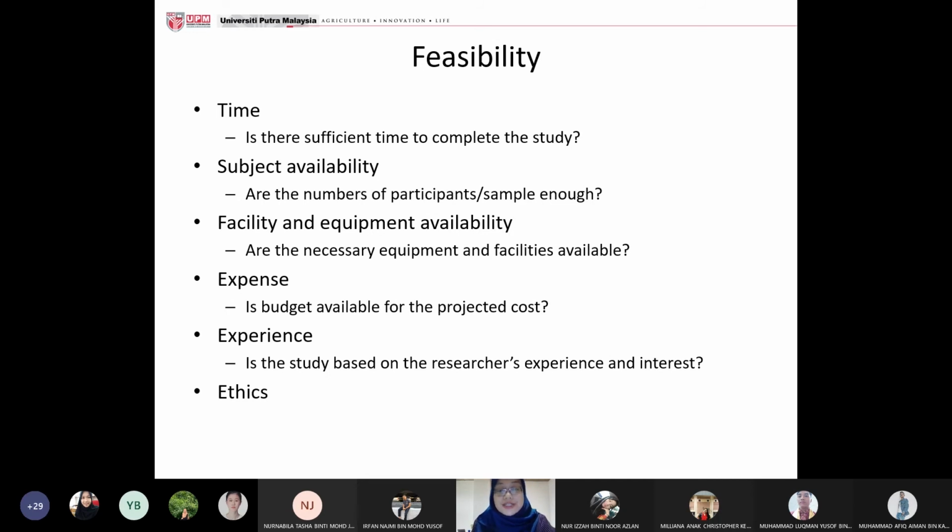The expenses. Usually at your level, you don't really think much about the expense because your supervisor is going to do that for you. But of course, while you're designing your study, it would be good as well to think about that, right? And experience and ethics, yes, if possible, you have to have some experience. Experience here doesn't mean that you have done the research before. It also means when you do your literature review, you already have an idea, okay, or some background about the topic. So you know a little bit about what you're doing.